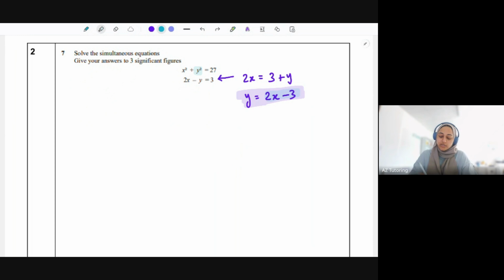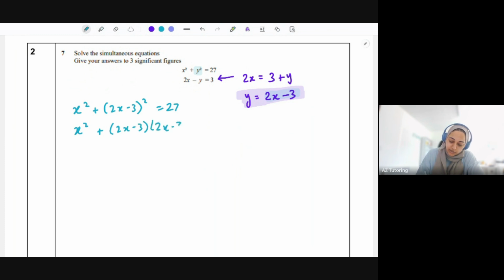So let's plug 2x minus 3 into the first equation. So we get x squared plus (2x minus 3) all squared equals 27. That gives us x squared plus (2x minus 3) times (2x minus 3) equals 27. Let's expand. X squared plus 2x times 2x is 4x squared. 2x times minus 3 is minus 6x. Minus 3 times 2x is minus 6x again. Minus 3 times minus 3 is 9, equals 27.